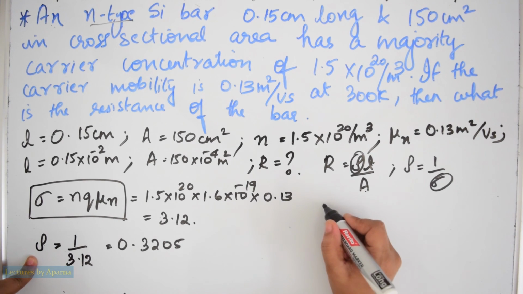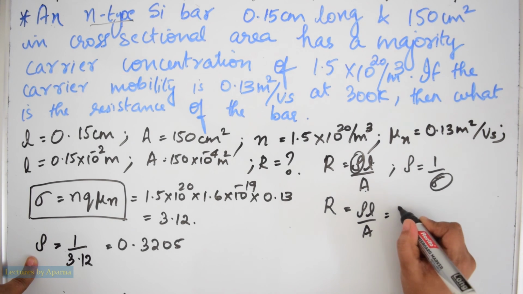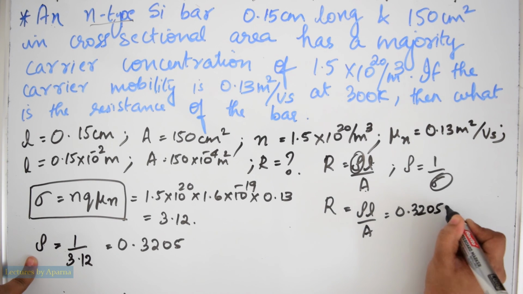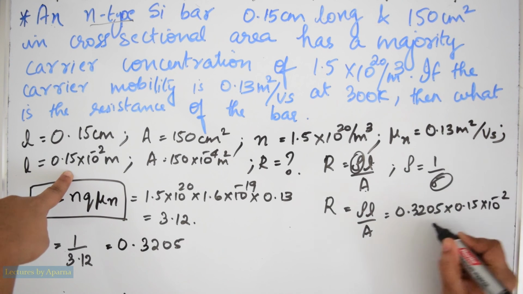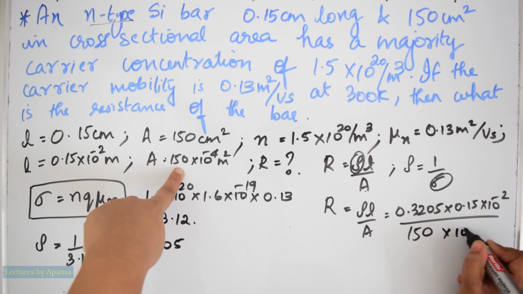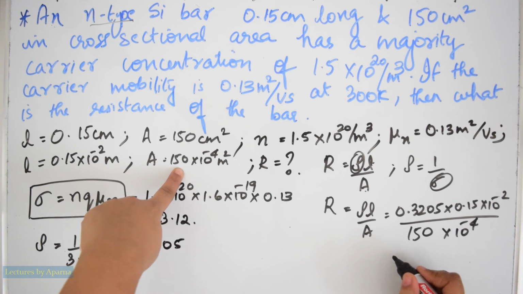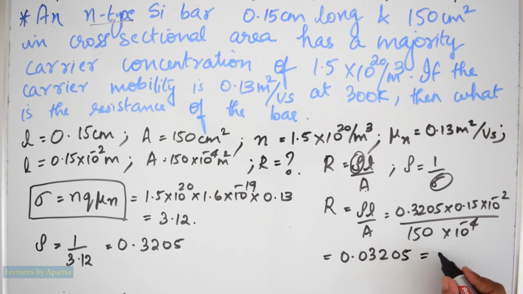Now from this rho, we have to find R. R is equal to rho L by A. Rho is 0.3205 into L is 0.15 into 10 raised to minus 2 divided by A is 150 into 10 raised to minus 4, which will be equal to 0.03205. This will be equal to 32.05 milli ohm. So this is the resistance of this bar.